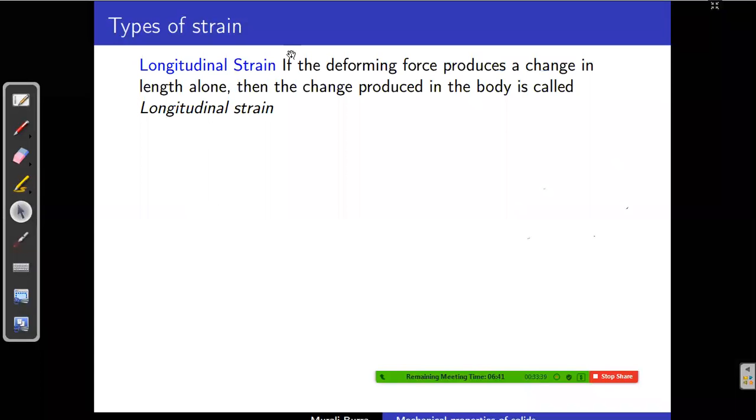Now, longitudinal strain is what? If the deforming force produces a change in length alone, only lengthwise change is taking place, then we will call it a longitudinal strain.